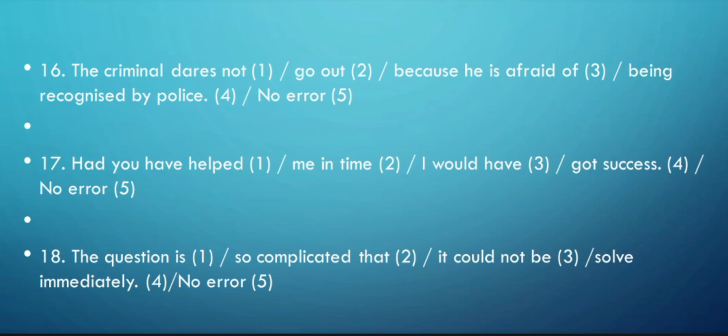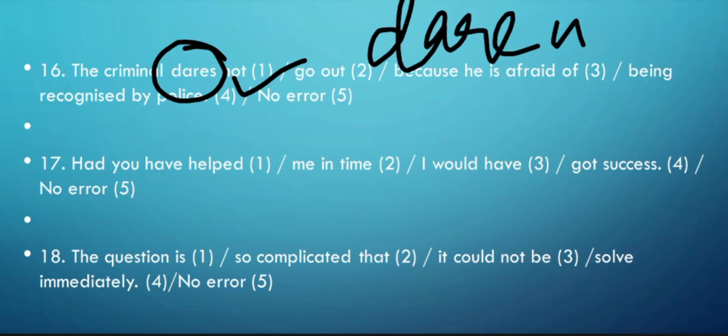So as you can see, question number 16 has error in part 1, that is dares not. It should be dare not, because dare is a modal auxiliary verb, so we will find it dare not. So the criminal dare not go out because he is afraid of being recognized by the police. This is question number 16. Let's come to question number 17.